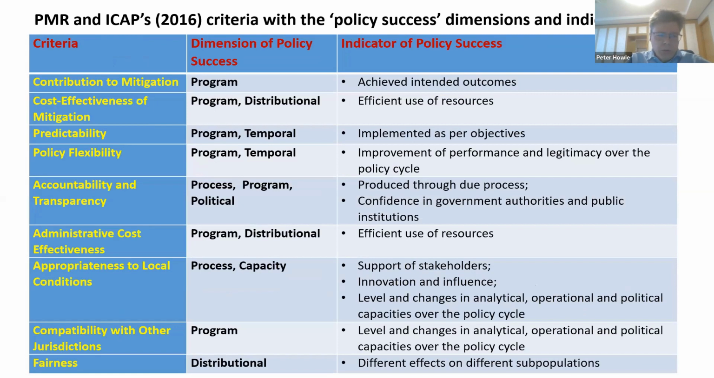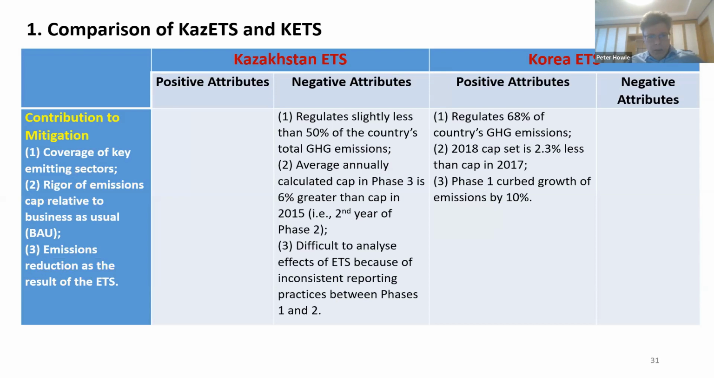And then what I told you before, what we tried to do is we mapped PMR and ICAP's criteria with the policy success dimensions here, and this is what we did. And so we just took each concept and determined how the Kazakhstan ETS did with respect to each of the indicators. And here's an example. I don't want to go through each one individually.